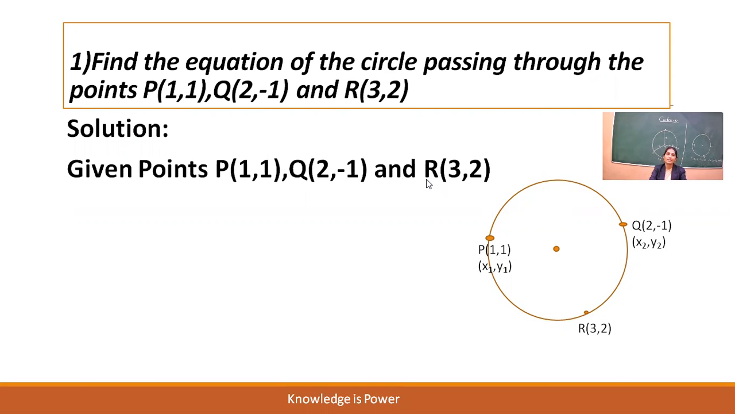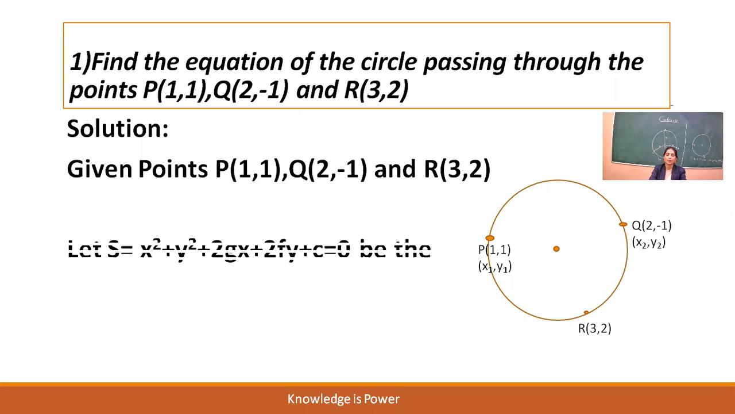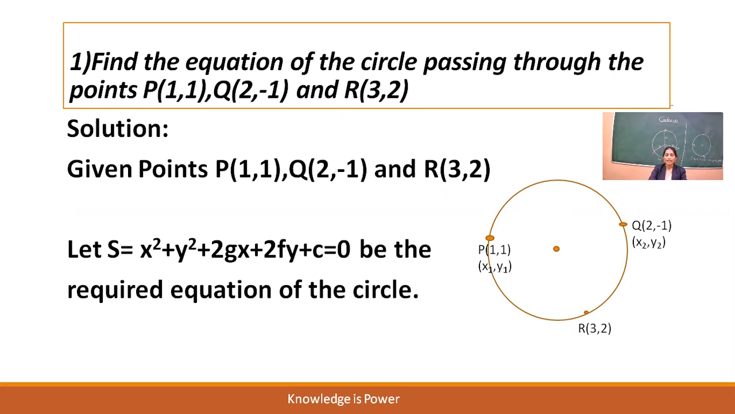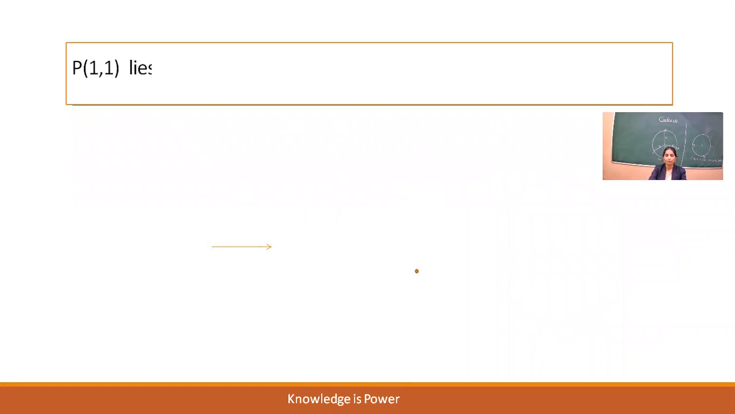Solution. Given points P(1, 1), Q(2, minus 1) and R(3, 2). And we need to find the equation of the circle. Let us take the general equation of the circle as the required circle. Now, here our aim is to find the equation of the circle. To get the equation of the circle, we need to find out 3 unknown values g, f, c. Let S equal to x square plus y square plus 2gx plus 2fy plus c equal to 0 be the required equation of the circle.